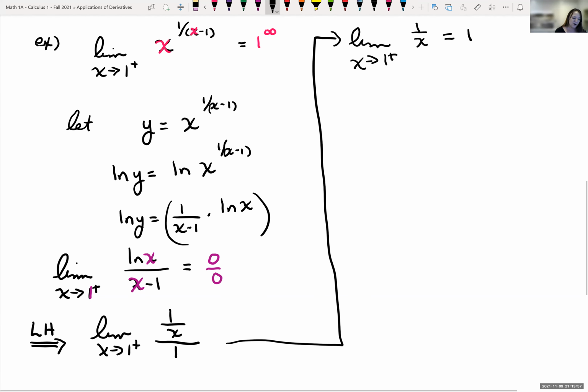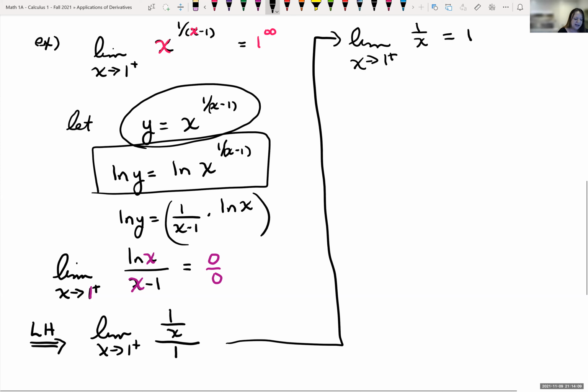And so in order to rewrite this, we can raise e to both sides. Basically, this is the same thing. We can get back what we had by looking at e to the y, or e to the natural log of y is equal to e to the natural log of x raised to the 1 all over x minus 1 power, just rules of exponents and logs.